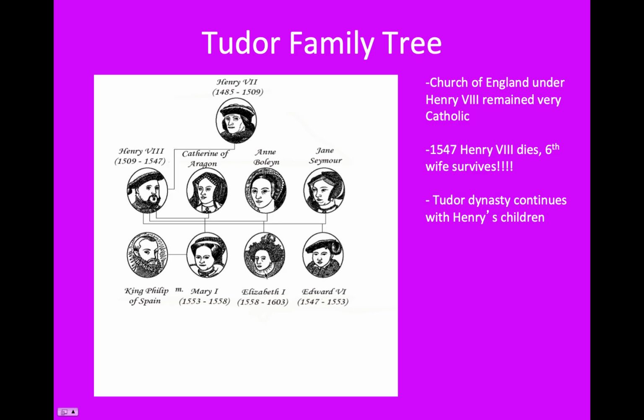None of these kids really get along that well because they all had different mothers, and these two, Catherine and Anne, hated each other. They were also basically different faiths, and so their daughters, Mary and Elizabeth, are different faiths too. Mary's staunchly Catholic, and Elizabeth is Protestant. So there's a lot of family drama going on here behind the scenes.